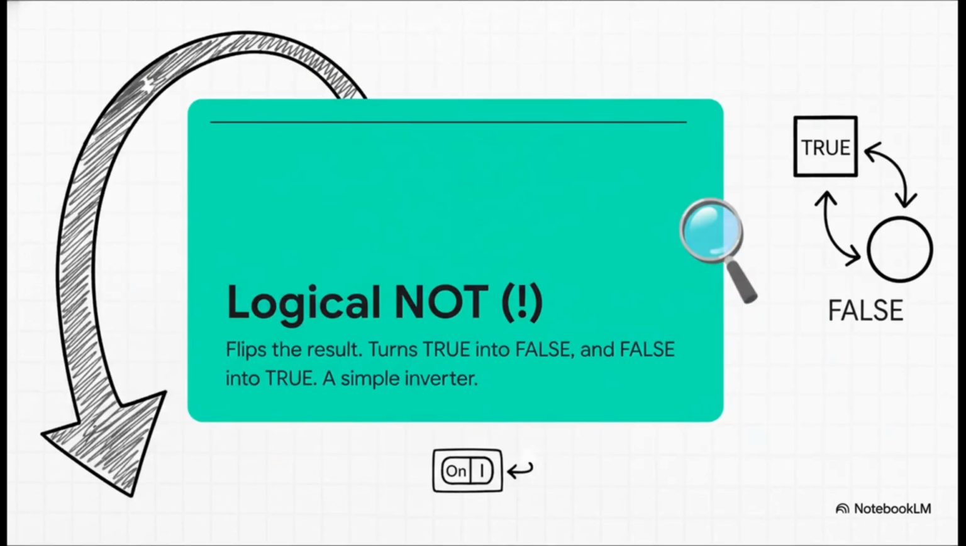And finally, the simplest of these 3, the logical not, which is just that single exclamation mark again. All this little guy does is take a true or false value and flip it to its exact opposite. If a condition is true, putting a not in front of it makes it false. It's literally just an inverter switch.